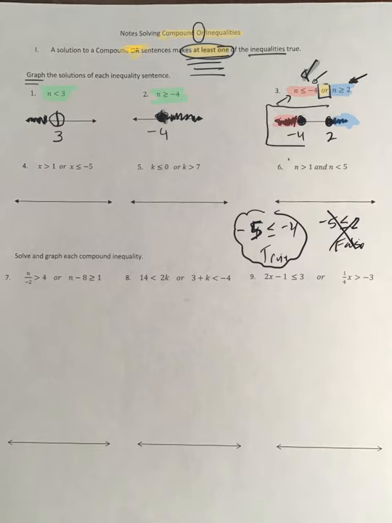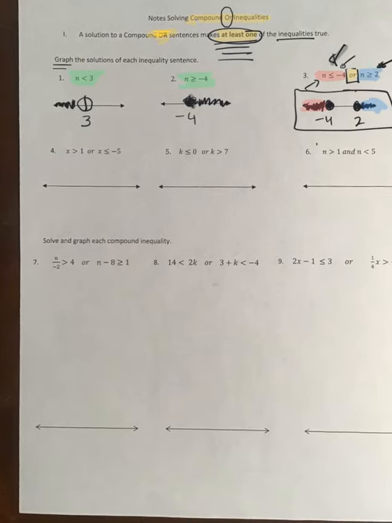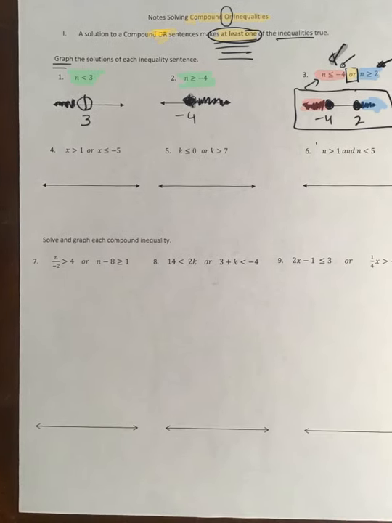So this is your entire graph. So notice how they go to the left and to the right. So that's almost always what happens. So compound sentences are two sentences joined with the conjunction. And today we're looking at compound sentences that are joined with an or.